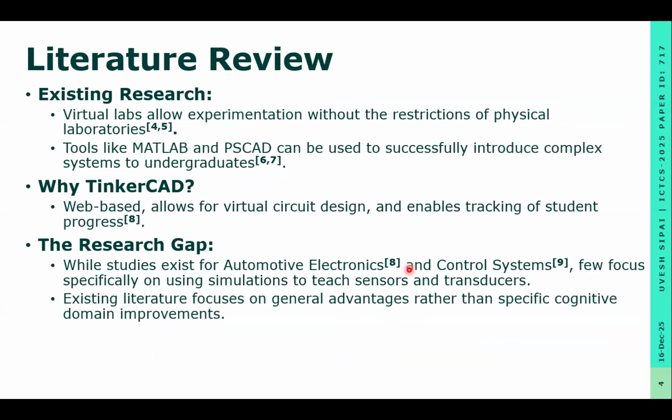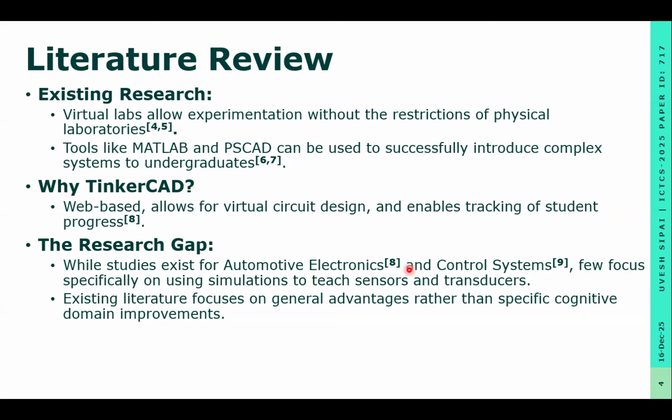There are many studies that have already been done based on virtual laboratories. Virtual laboratories allow students to perform experiments and play with various tools and devices virtually, without restriction, without worrying about safety. There are tools like MATLAB and PSpice that are very well adopted in introducing complex systems and complex topics to undergraduates. But there are still some limitations. These tools require very heavy processing power, and that needs powerful computers.